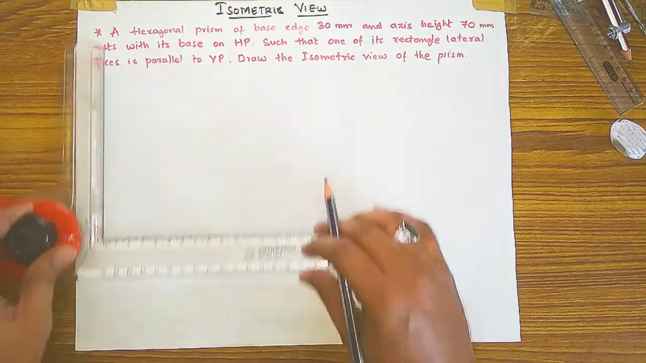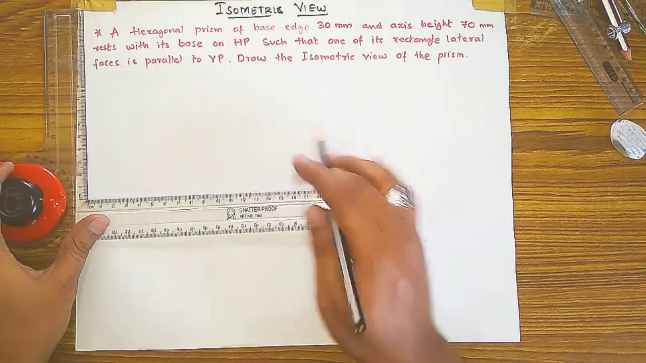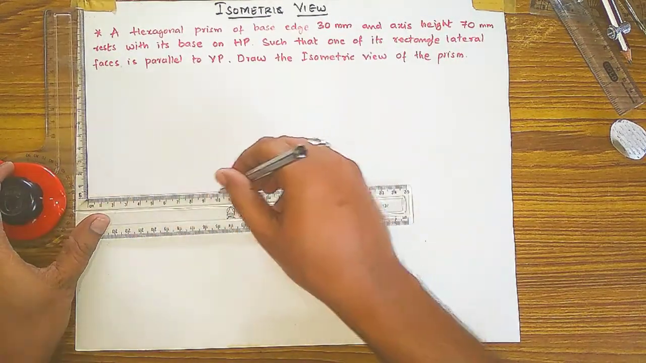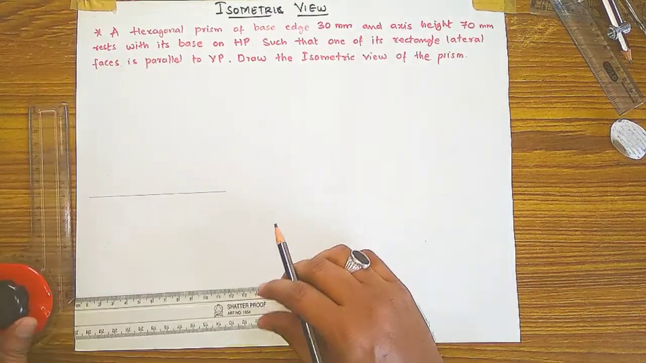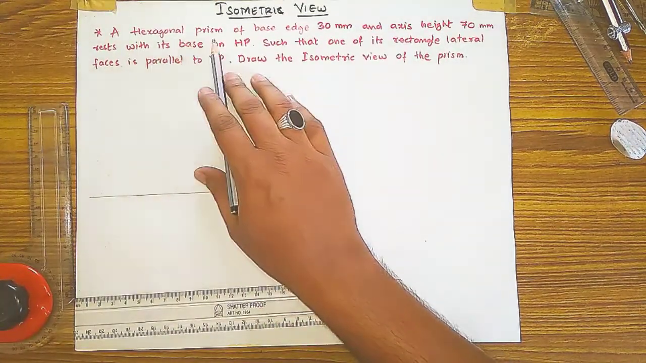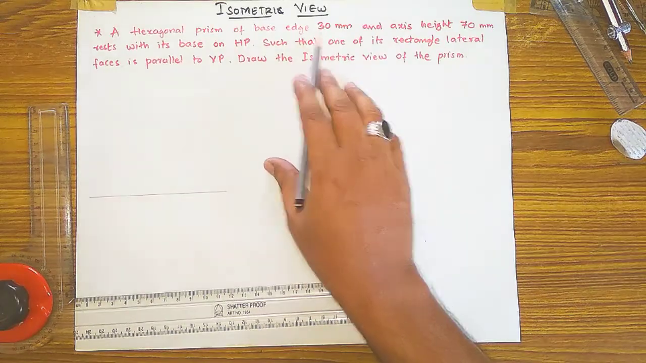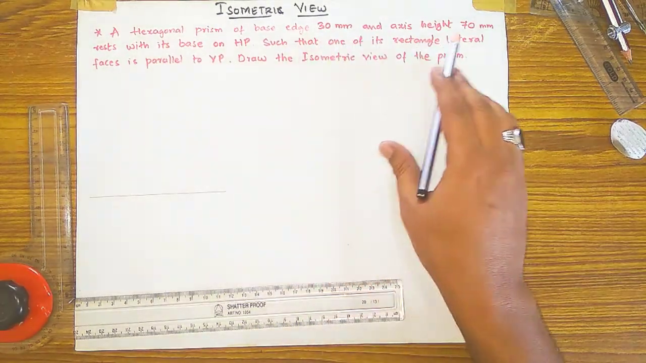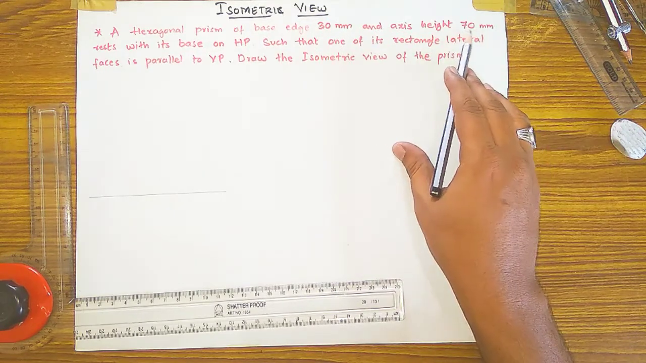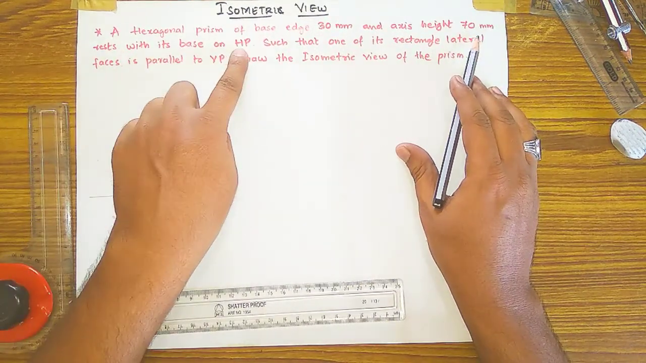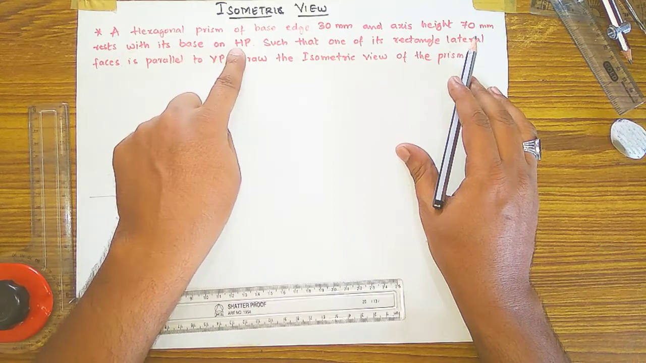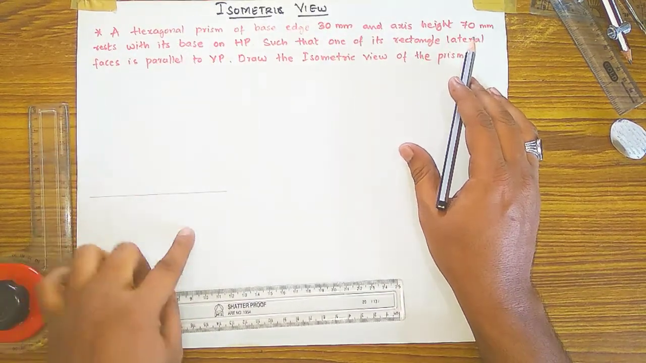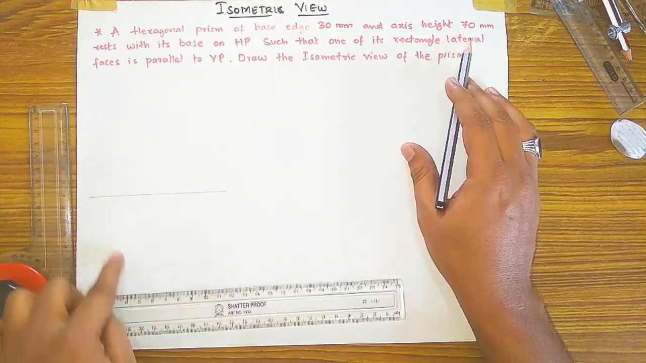First you have to draw the orthographic view. So first you take an XY line, and as given in the question, a hexagonal prism of base edge 30 mm, means a hexagon having 30 mm side, and axis height 70 mm, means the prism having 70 mm height. Rests with its base on HP means the hexagon is resting on a corner.